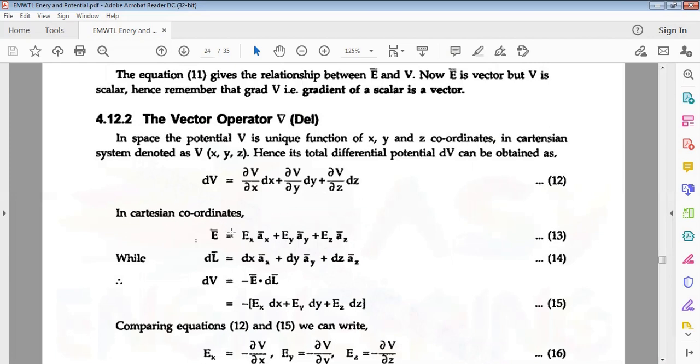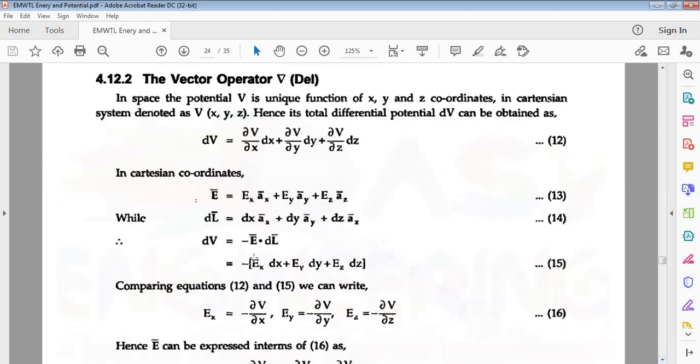In the Cartesian coordinate system, E bar is equal to Ex Ax, Ey Ay, and Ez Az bar. And dl is dx, dy, and dz. We already know, my dear students, by taking the potential formula, dV is equal to minus E bar dot dl bar. So Ex into dx plus Ey into dy plus Ez into dz, because Ax bar dot Ax is only 1 and the remaining are zeros. Ay dot Ay is only 1, so the magnitude is the product of Ey and dy.